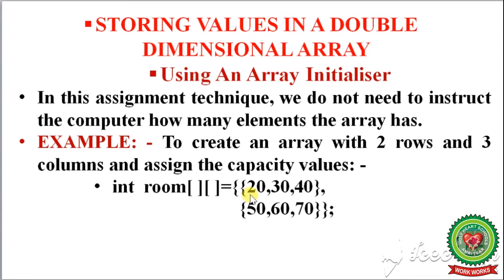Here it is 20, 30, 40. Then curly brackets close, comma, then the second row elements 50, 60, 70. Again curly bracket close, and then the array brackets are closed at the end after you have declared all your row elements, and at the end a semicolon. Now let us understand this concept with the help of a BlueJ program.